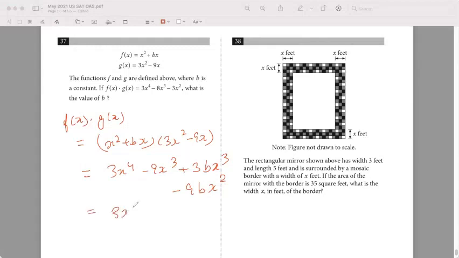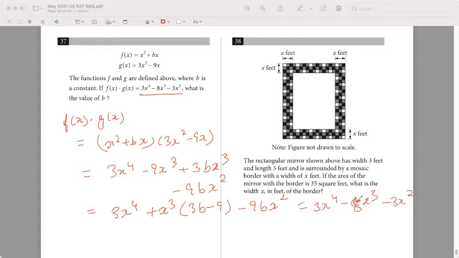So that's 3x to the power 4. Let me write it as plus x cube times (3b minus 9) and minus 9bx squared. And this is equal to 3x to the power 4 minus 8x cube minus 3x squared. So if I compare the like coefficients, 3b minus 9 should be negative 8. That is the coefficient of x cube on both sides. So 3b is 1, so b is 1 by 3.